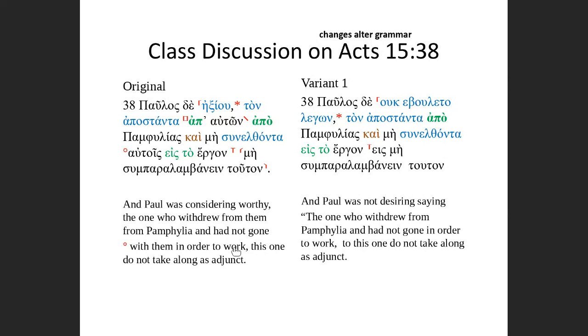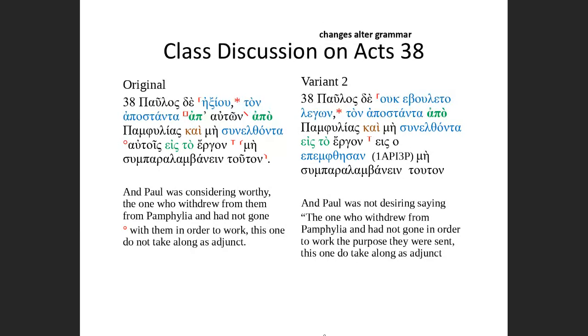So notice, and had not gone to this work. So in the first case, on the left-hand side, Paul is considering whether he was worried. And he considered this one was not worthy to take along as an adjunct. The right-hand side is much clearer, and Paul was not desiring, saying the one who withdraw from Pantheon had not gone in order to work, this one not to take along as an adjunct. So somewhat he's saying, is this young man grown up enough to stay when the times get hard? So we've got the same thing on the left-hand side.